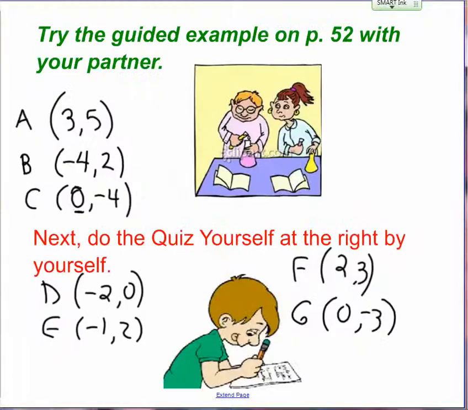All right, then you identified some ordered pairs, and these are the guided example page 52, A, B, and C, and the quiz yourself on the bottom of page 52, D, E, F, and G. So you can just check those again yourself. Make sure you know how to get to those ordered pairs.